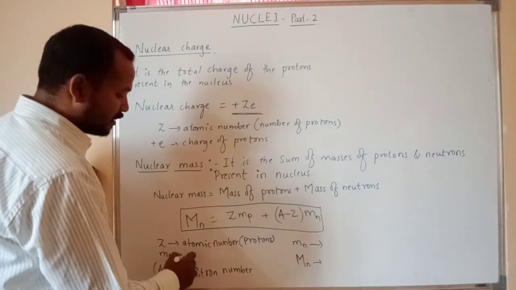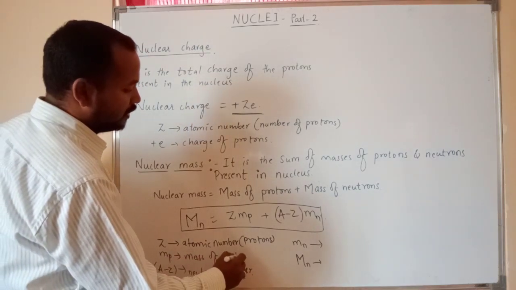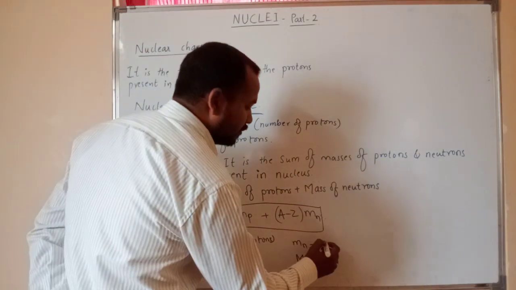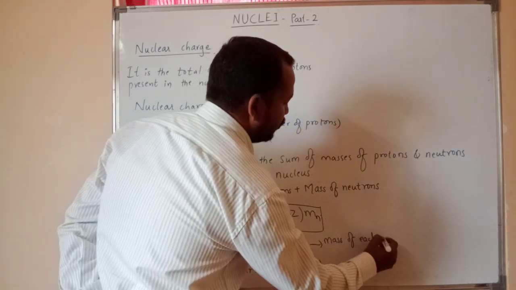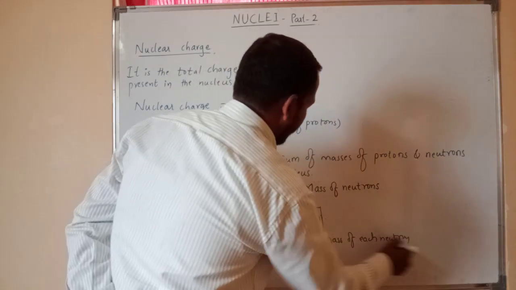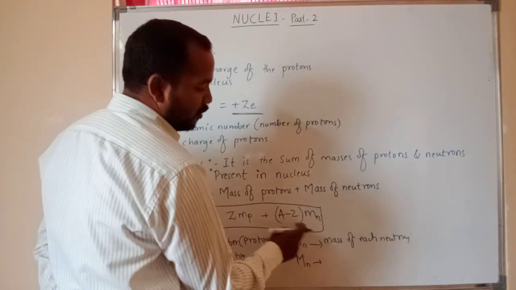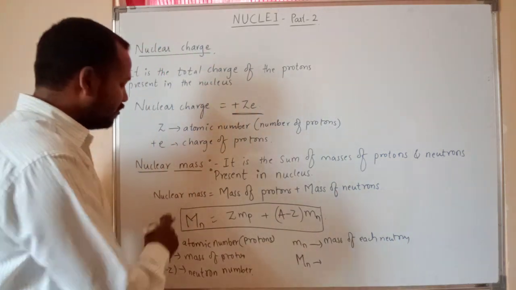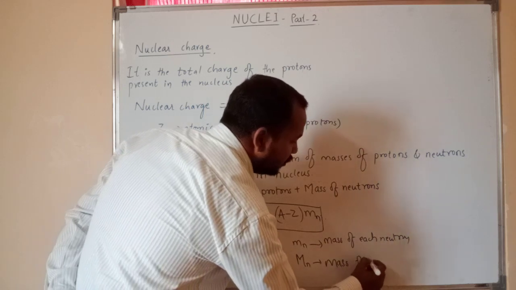So Mp is the mass of the proton. Plus, mn is the mass of each neutron. A minus Z is the neutron number, and small mn represents the mass of each neutron. Then capital Mn is the mass of the nucleus.